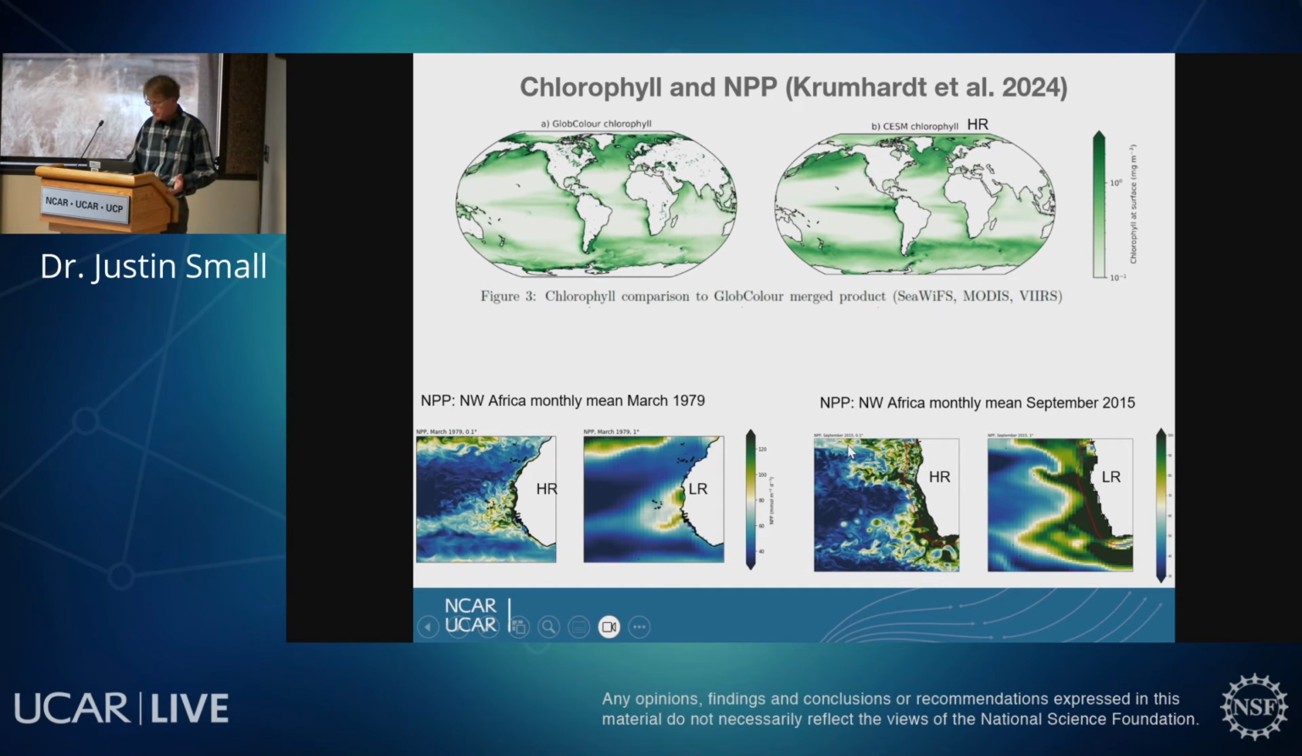And these are not quite snapshots, but monthly means, just to show an idea of the spatial variability. This is of Northwest Africa, March 1979. From the high-res model, you have all the eddying and filament variability. The low-res model has none of that. It's just 1 degree, does not resolve eddies.